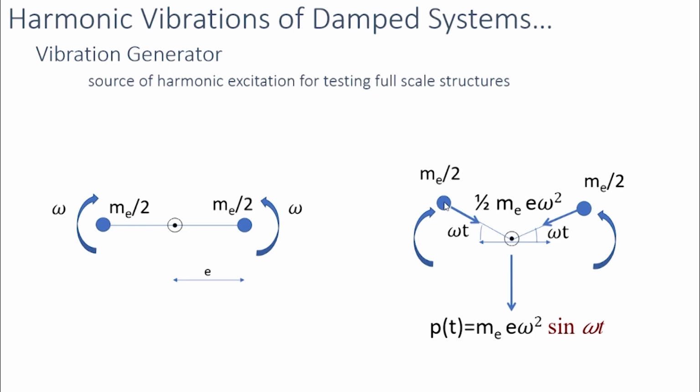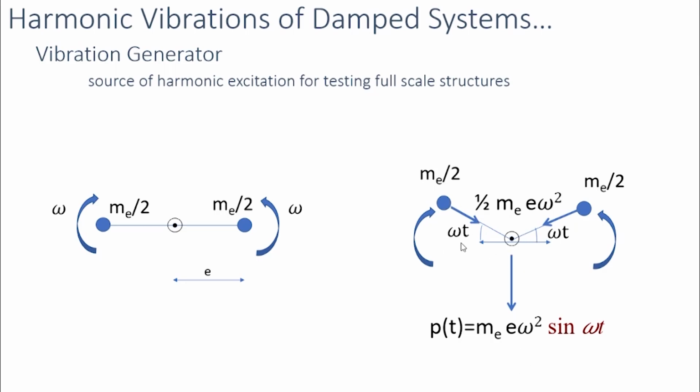A force will act on each of the eccentric masses towards the center by the amount half m e e omega square. The horizontal components of both of these forces will cancel out each other and the vertical forces remain. So the vertical component will be equivalent to m e e omega square sine omega t. That is the sum of the vertical components of both these forces.